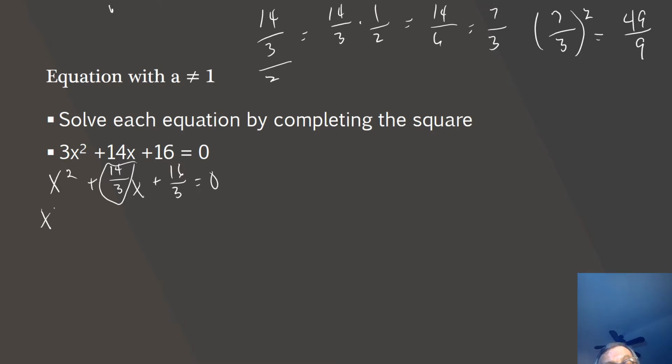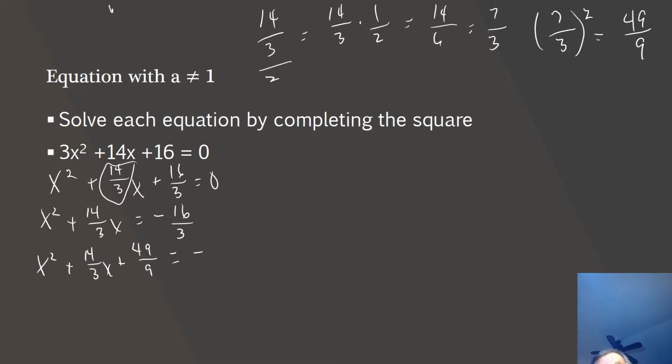So let's see, we got x squared plus 14/3 x equals negative 16/3. We're subtracting 16/3 from both sides. Now we're going to add by completing the square. So I got x squared plus 14/3x plus 49/9 equals negative 16/3 plus, what I do to one side of the equation, I must do to the other, 49/9.